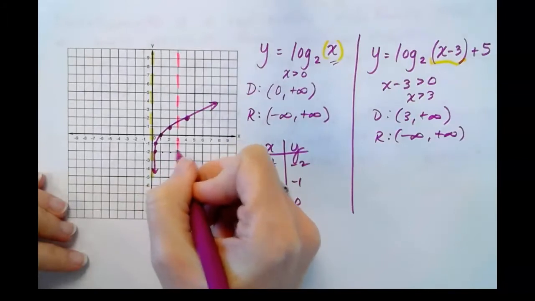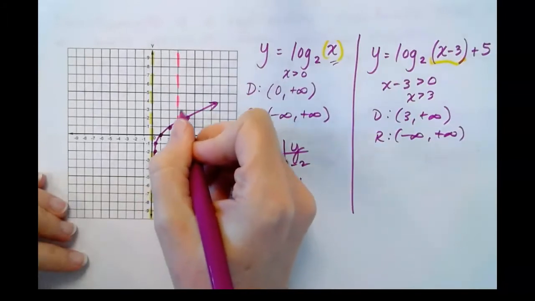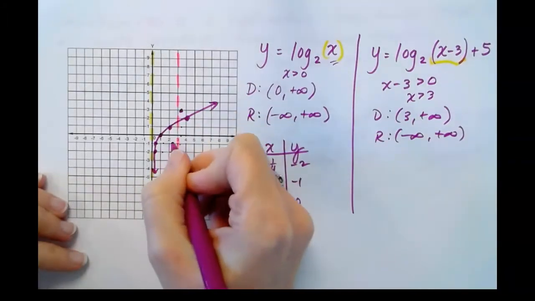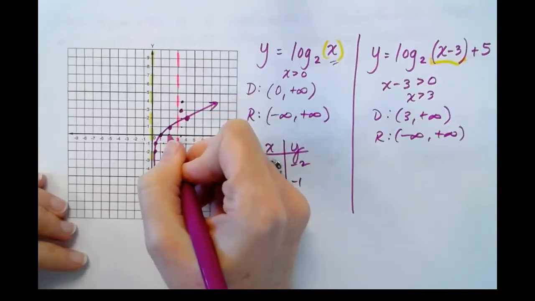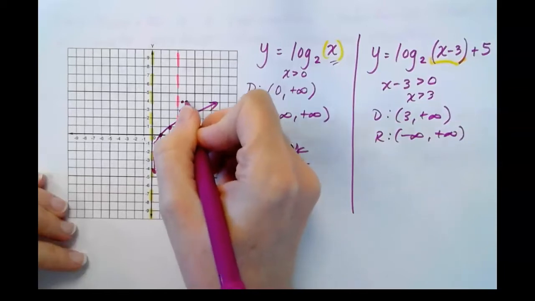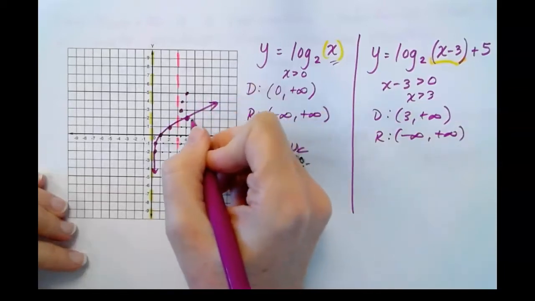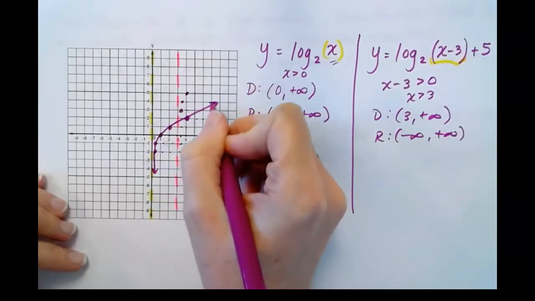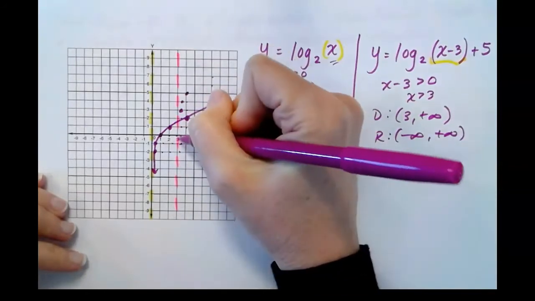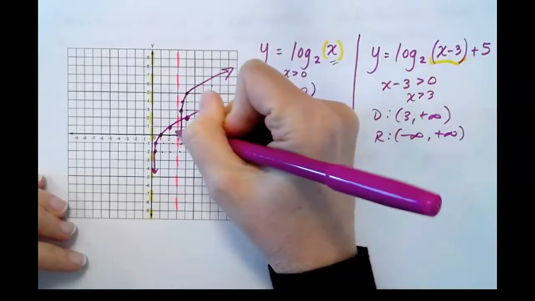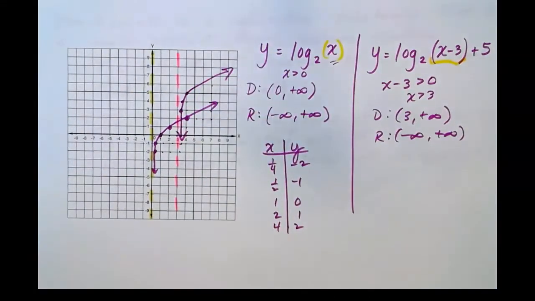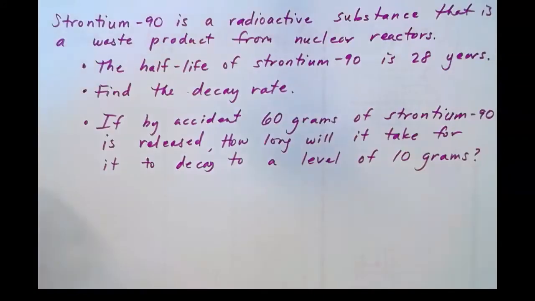So 1, 2, 3, 1, 2, 3, 4, 5. We translate each of the points the same way, 3 to the right and 5 up. So here is our new translated function. So those are the graphs. We're going to see an exponential function and a logarithmic function.